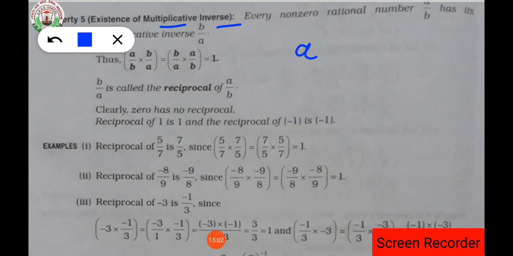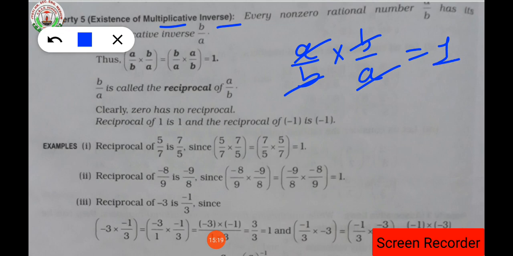Suppose we are having a number a by b as a rational number, and it is said to find the multiplicative inverse of this number. So multiplicative inverse means it will get reciprocated, isn't it? The numerator and denominator will get cancelled and the answer will be 1. Suppose we are having any number 5 by 7. When it is asked to find the multiplicative inverse of the number 5 by 7, we are going to just reciprocate the number. So that number will be the multiplicative inverse of 5 by 7.